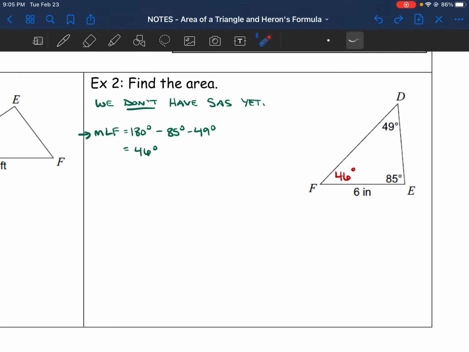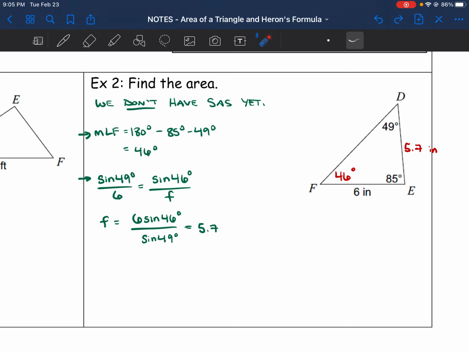So now we have all the angles. Next, I'm going to set up the law of sines, and I'm going to say the sine of 49 degrees over 6 equals the sine of 46 degrees over side F. Cross multiplying and solving for F, we get that F is 5.7 inches.